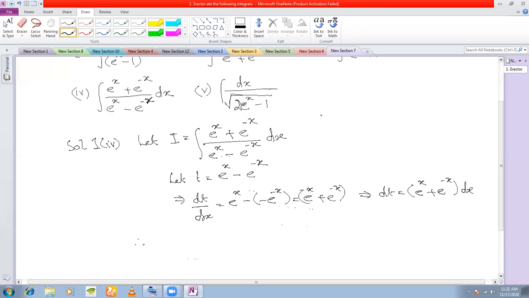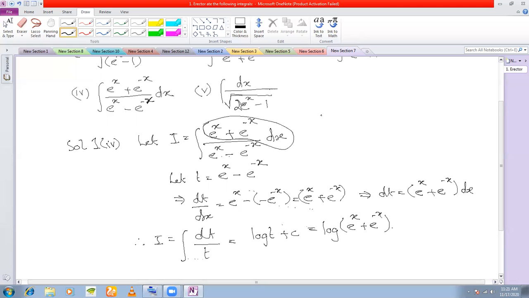So therefore, what is I? e to the power of x plus e to the power of minus x dx will give you a dt. This entire thing will combine to give you a dt. And in the denominator, we had already taken it as t. So this becomes log t plus c. So this is log of, putting back the value of t, e to the power of x minus e to the power of minus x plus c.